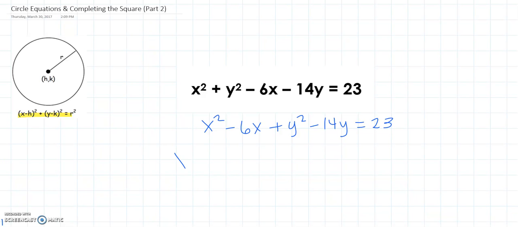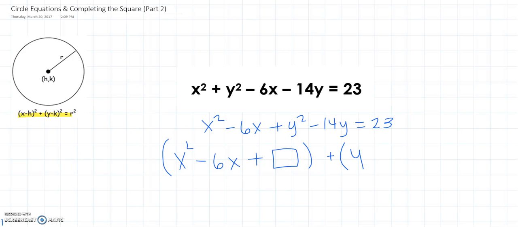Let's go ahead with x squared minus 6x. And remember what we did before when we added a box? Let's go ahead and add that box right there. So we want to know what we can do to make that a perfect square trinomial. Remember over here now we're going to go ahead and do y squared minus 14y, and again I'm going to add a box for that value, and then we have equals 23 back on the other side.